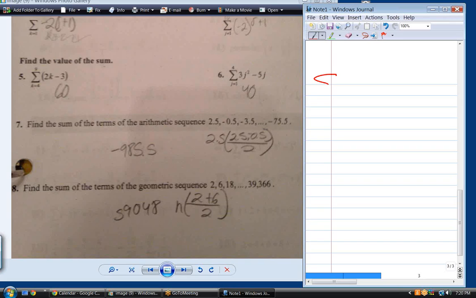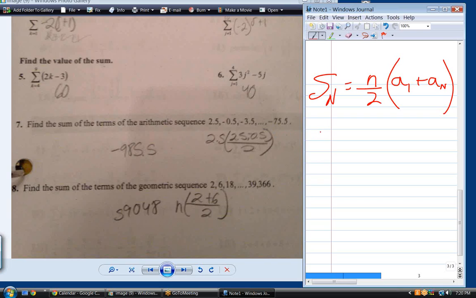So what is the sum of an arithmetic series again? N over 2, parenthesis, A sub 1 plus A sub n. Not N1, but A sub n. A sub n being the last term of the series. All right, so let's see. We know what A sub 1 is. We know what A sub n is. What we don't know is what n is. We have to figure out what n is before we do anything else.